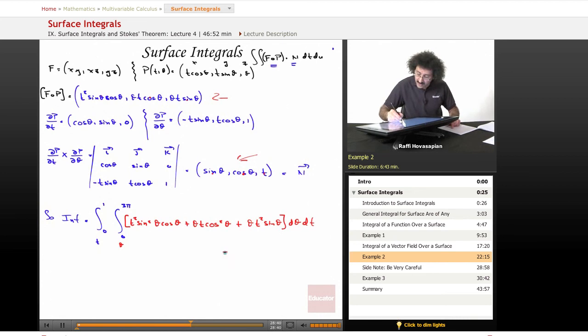When I solve this, I end up with 9/8 pi squared plus pi. That is the integral of that particular vector field over this particular surface with that particular parameterization. That's it. It's that simple.